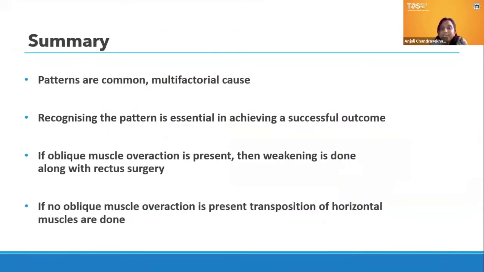basically common and have multifactorial causes. Recognizing the pattern is important. If there's an oblique muscle overaction, correct that. If there is no oblique overaction, then transpose the horizontal muscles.